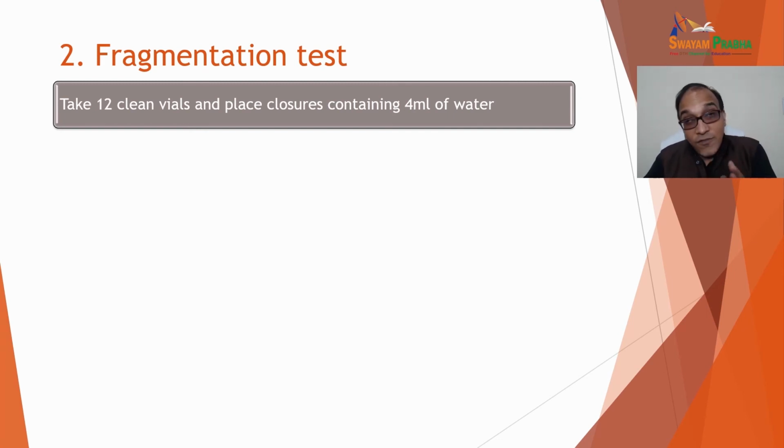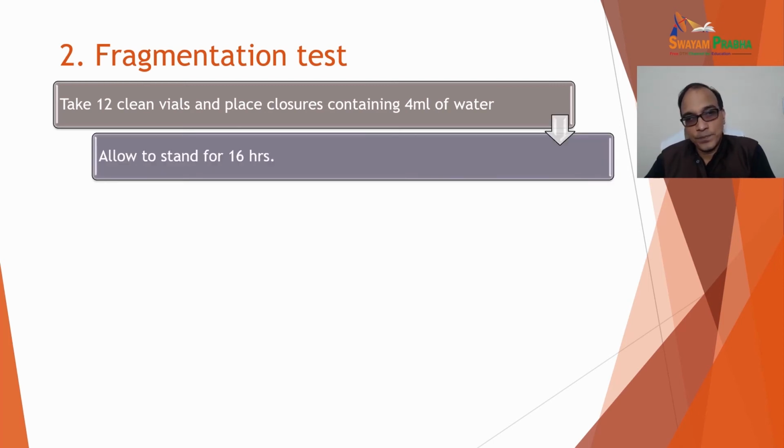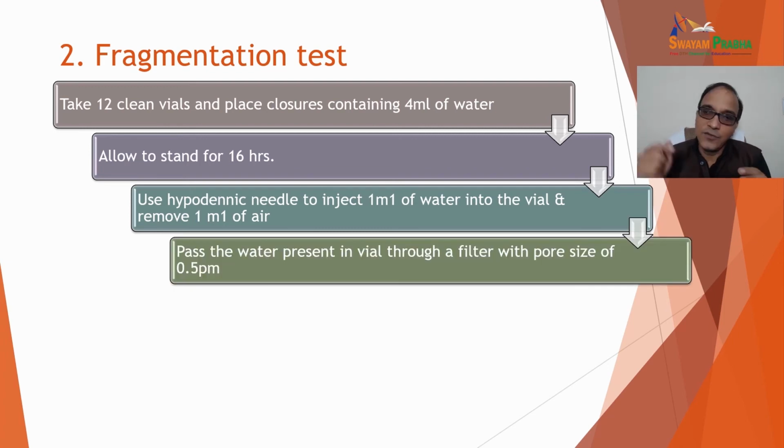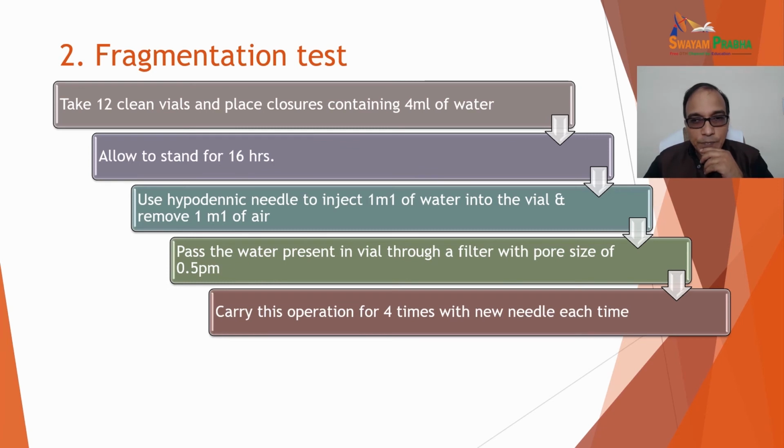Take 12 clean vials and place closures containing 4 ml of water. Allow to stand for 16 hours. Use hypodermic needle to inject 1 ml of water into the vial and remove 1 ml of air. So you are adding 1 ml of water and removing the 1 ml of air. So pass the water present in the vial through a filter with pore size of 0.5 micron. Carry this operation for 4 times with the new needle each time.